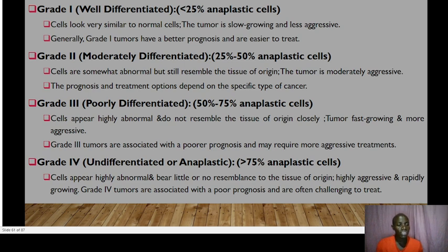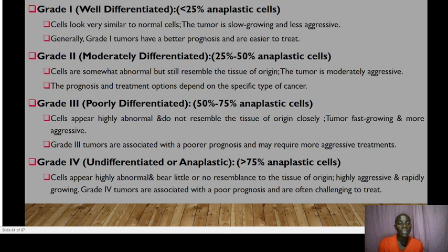Next, we have grade 3, and these are poorly differentiated cells. They are made up of around 50 to 75% anaplastic cells. So cells appear highly abnormal and do not resemble the tissue of origin closely. The tumor is fast growing and more aggressive. So you find that generally grade 3 tumors are associated with poor prognosis and may require more aggressive treatment.